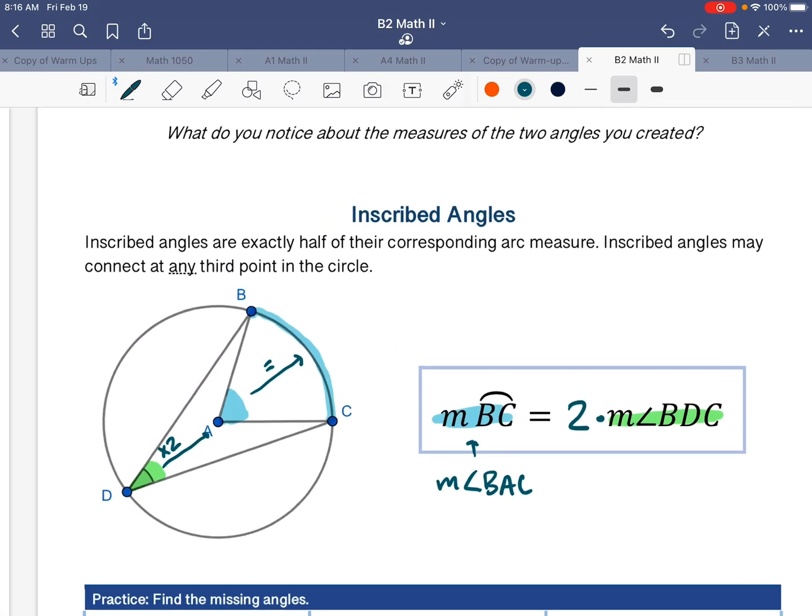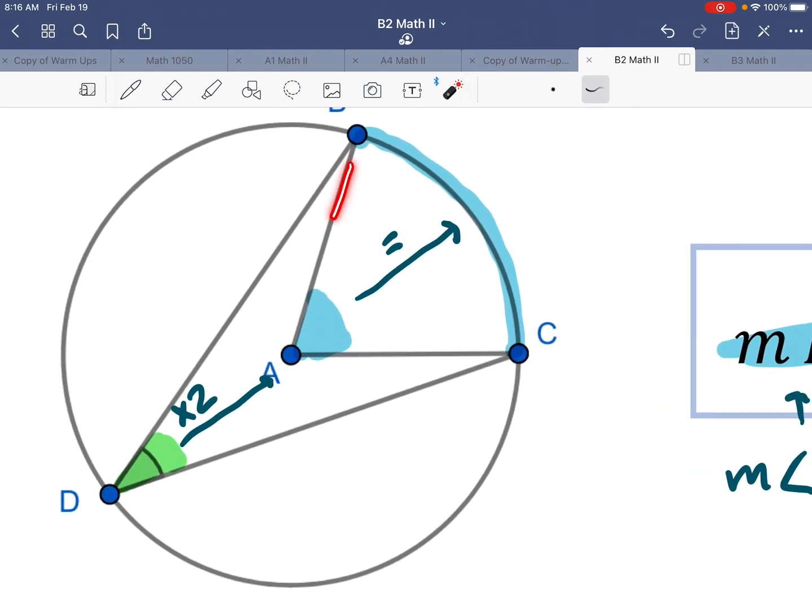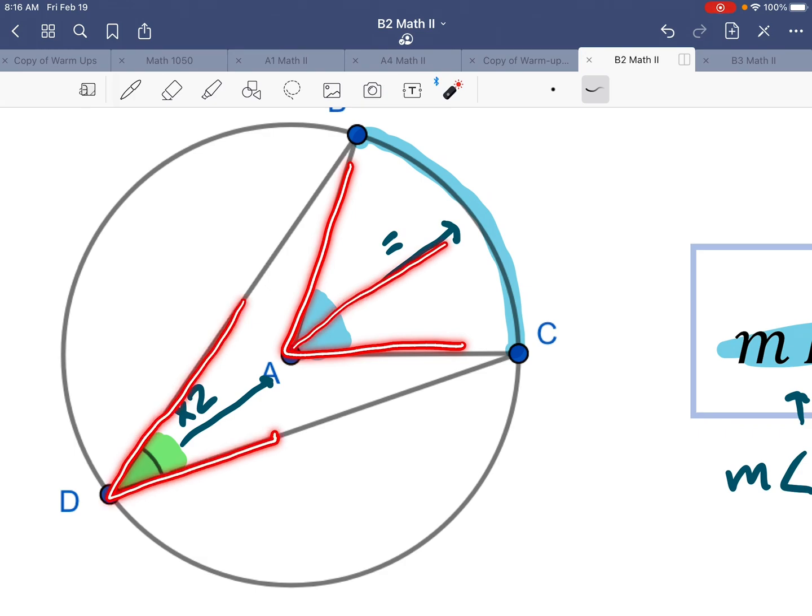So remember, I want you to notice that visually, this angle is much bigger than this angle, right? In fact, you could fit exactly 2 of those angles inside of the central angle. And so you have the power of vision on your side, right? Because you can tell visually which one is bigger.